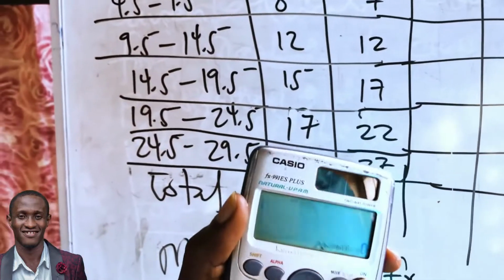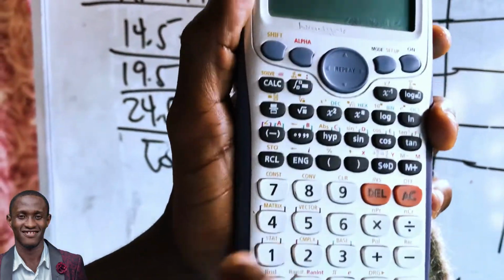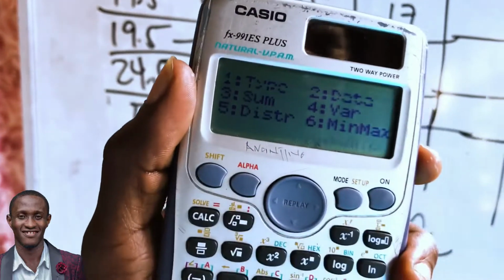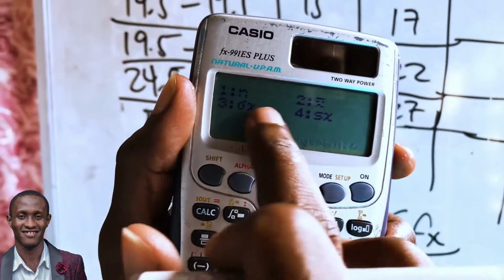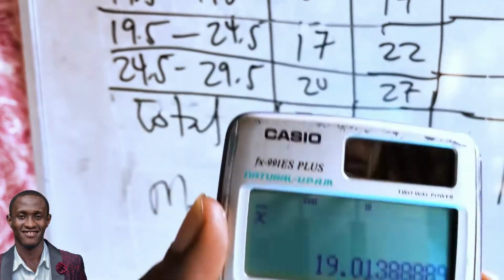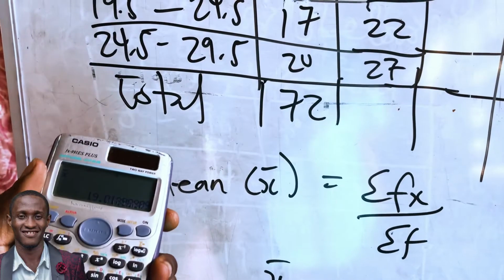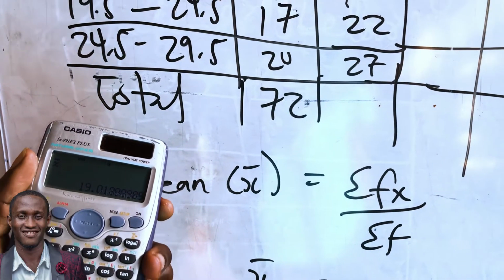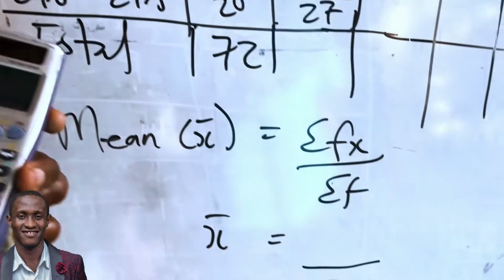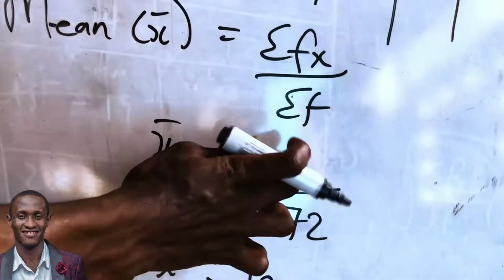I'll just go to on again. I'll repeat shift then 1. Then this thing comes again. I'll select 4. Then I'll go to mean. Now I need mean, so I'll press 2. When I press 2, they are saying the mean is this number. So 19 point, I'll do up to 4 decimal places. 19.0138.